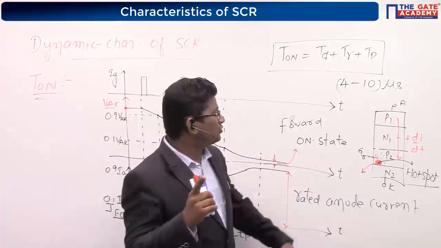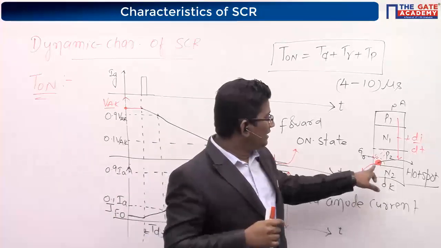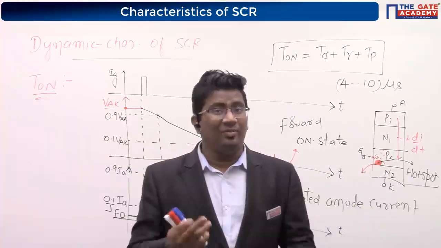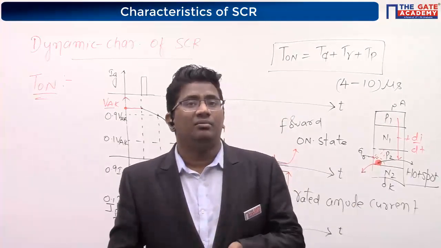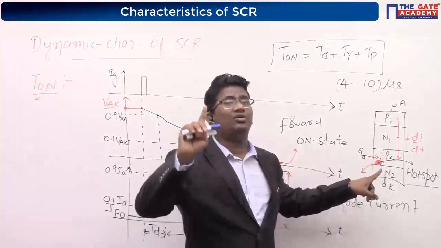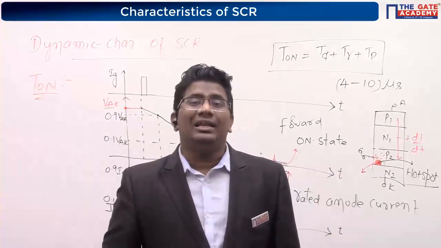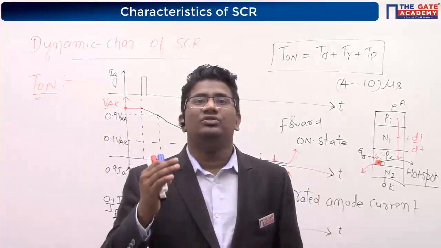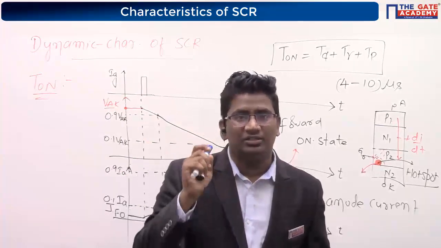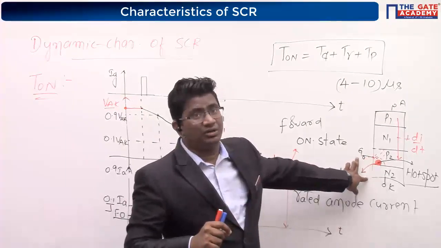The local hotspot may be here or maybe here, it depends on di by dt movement. It may be at J2, it may be at J3, but we don't know. But at any cost, at the gate cathode section you will get the hotspot. So to control that external di by dt, you have to use a snubber circuit. Full stop.